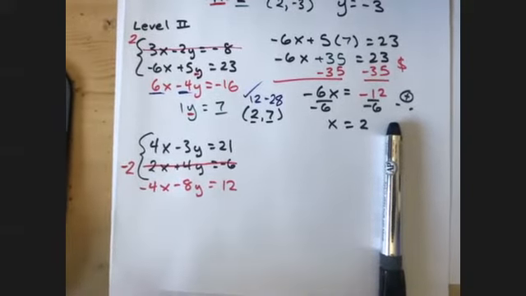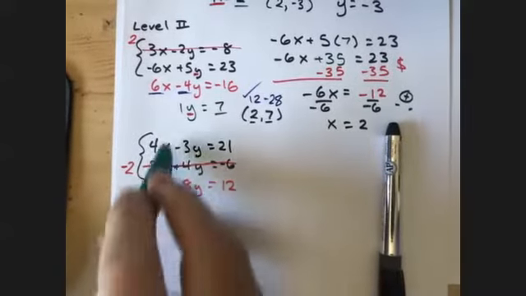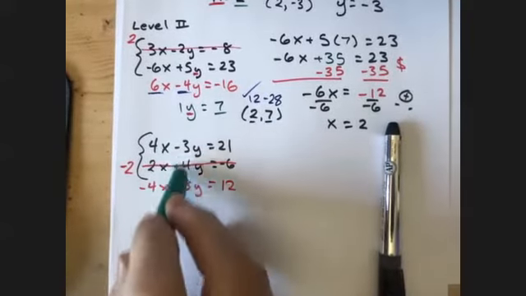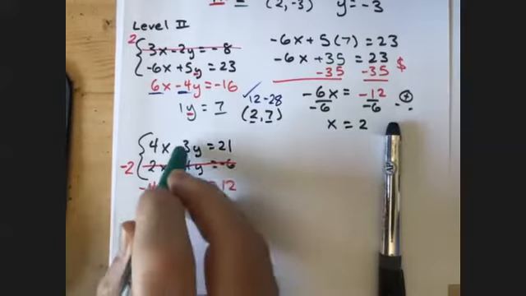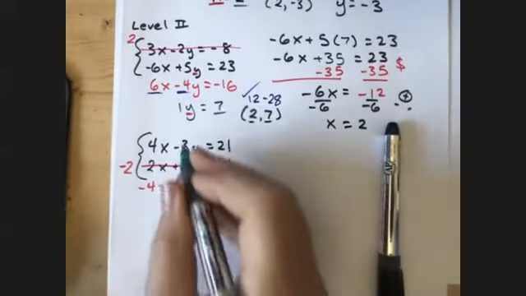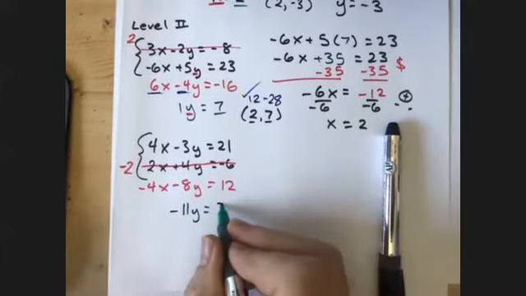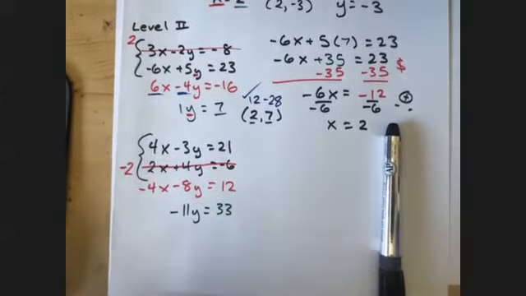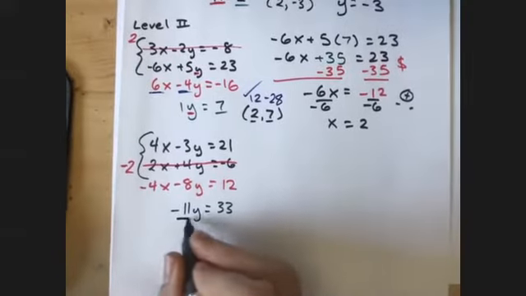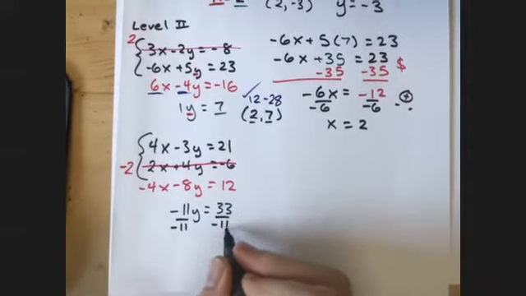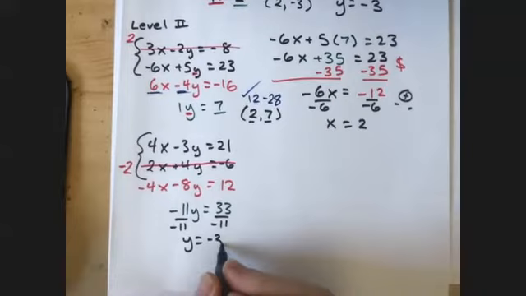Now it's time to combine like terms. 4x and negative 4x, that's the elimination. So negative 3y and negative 8y, same signs, add and keep it. 3 and 8 make 11y. And 21 plus 12 is 33, which is a multiple of 11, so I'm happy. Divide by that coefficient. Y will equal negative 3.